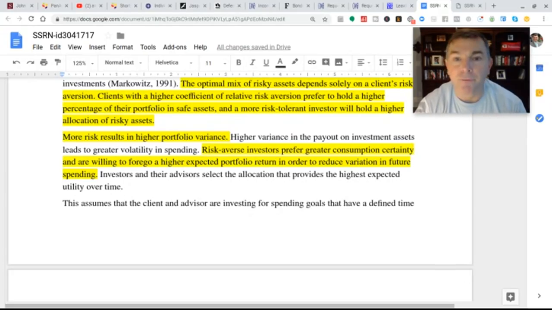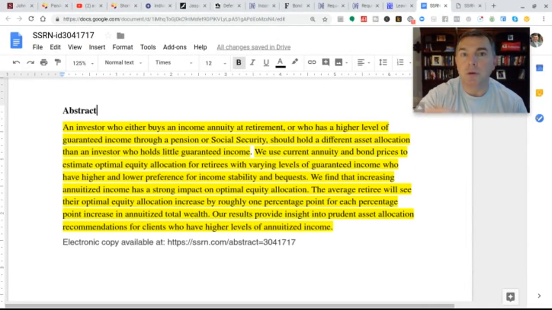Risk-averse investors prefer greater consumption certainty and are willing to forego a higher expected portfolio return to reduce future risk variance.